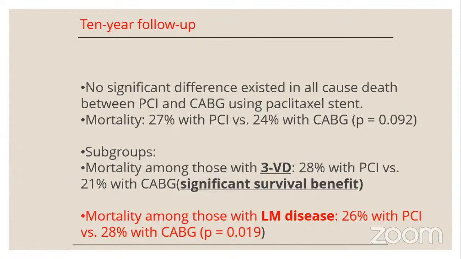Then they had the 10-year follow-up. Comparing the mortality between the PCI and the CABG group, there was no significant difference in the mortality. However, in the subgroups, there was a significant survival difference in the 3 vessel disease subgroup, so we have better survival in patients in the CABG group, and also in the second subgroup of left main, we had a better survival for patients who underwent CABG.